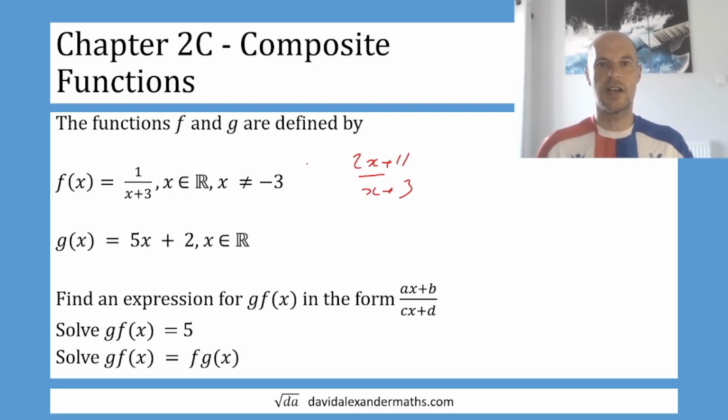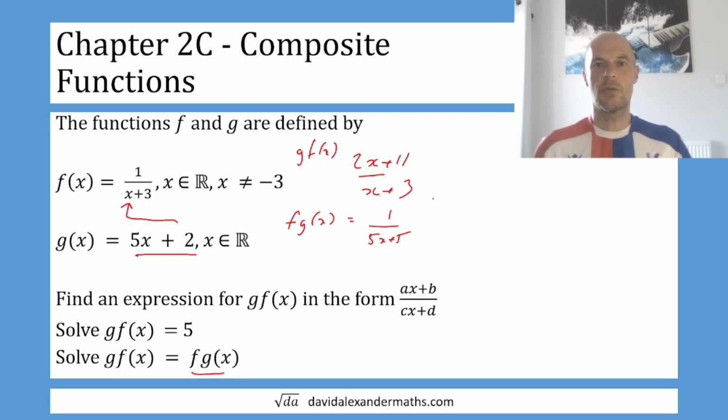So we want to solve gf of x equals fg of x. So we need to work out the fg of x. Here I'm putting g into f, so where in f we have x, I'm replacing it with the whole of 5x plus 2. So the fg of x is going to be 1 over (5x plus 2 plus 3), so 5x plus 5.